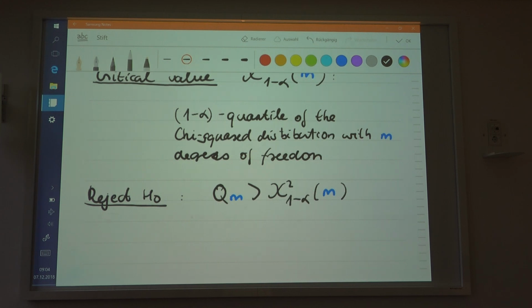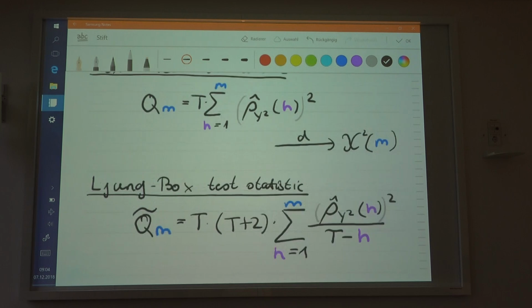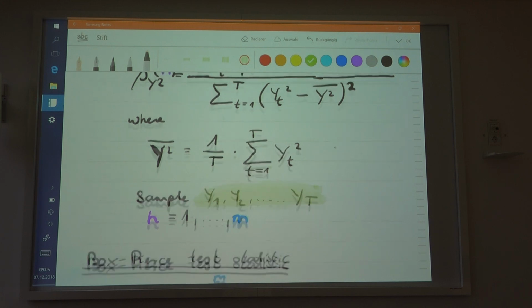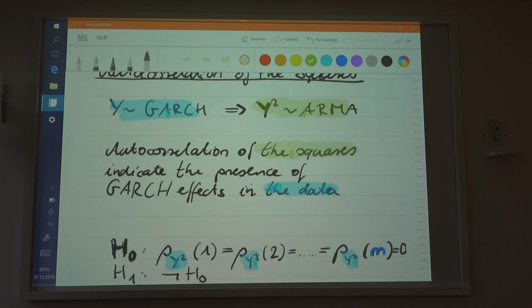So this is rejected at level 5% in most cases, but here in this case we have level alpha. In practice it's either 5 or 1%, depending on the model that you use. If the null hypothesis is rejected, then this means that the data exhibits GARCH effects, so there is empirical evidence for the data to exhibit GARCH effects, so stochastic volatility, meaning that there is autocorrelation of the squares.